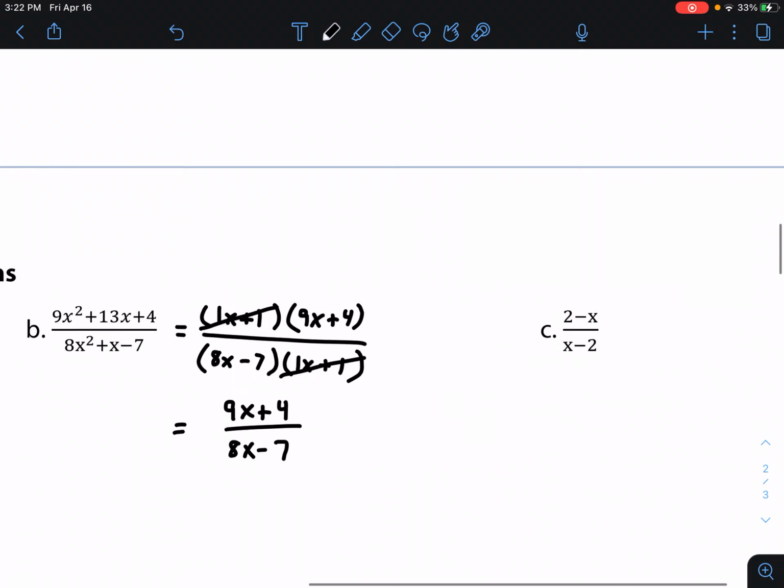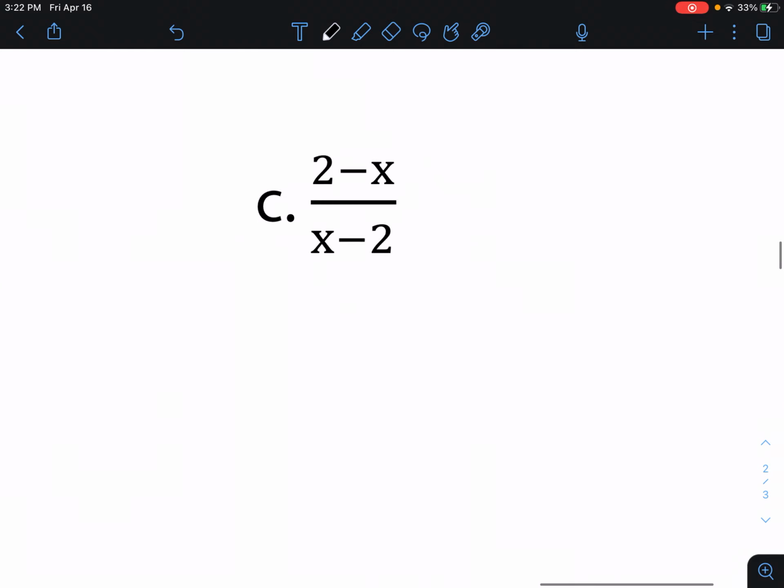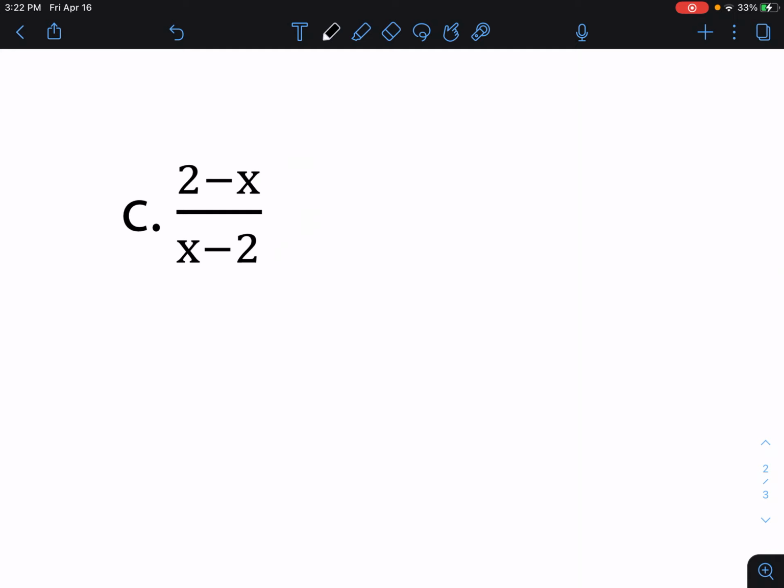All right, let's do another one. You might be wondering, what the heck? How are we going to do anything with this? Well, the first thing I'm going to do with this one is I'm going to rewrite the top, or the numerator, so that it's in the same order as the denominator. It annoys me when things are not in the right order.